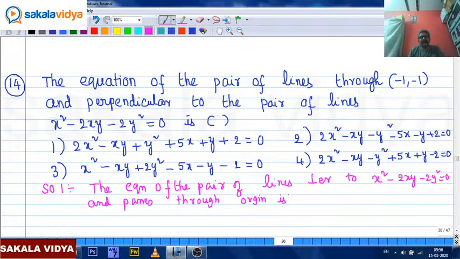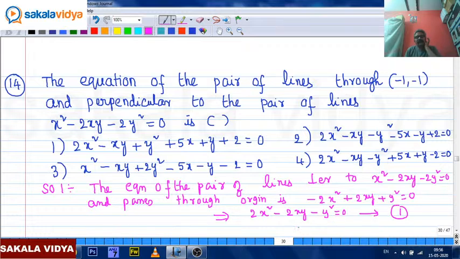This is not our equation, but first step, interchange this one. So that will be minus 2x square, change the sign of xy, plus 2xy, here plus y square is equal to 0. Multiply with minus sign, this we can write 2x square minus 2xy minus y square is equal to 0. Say equation 1.